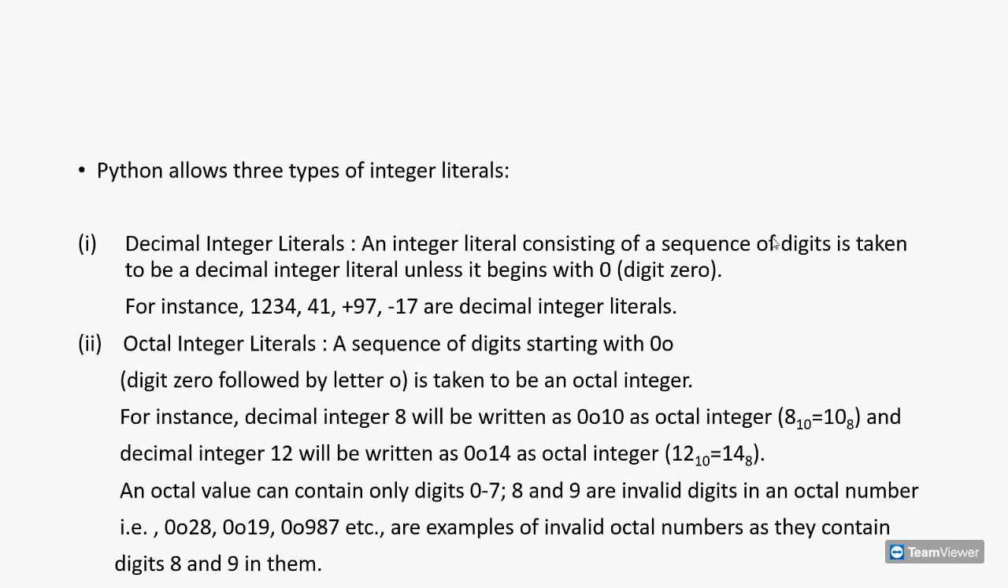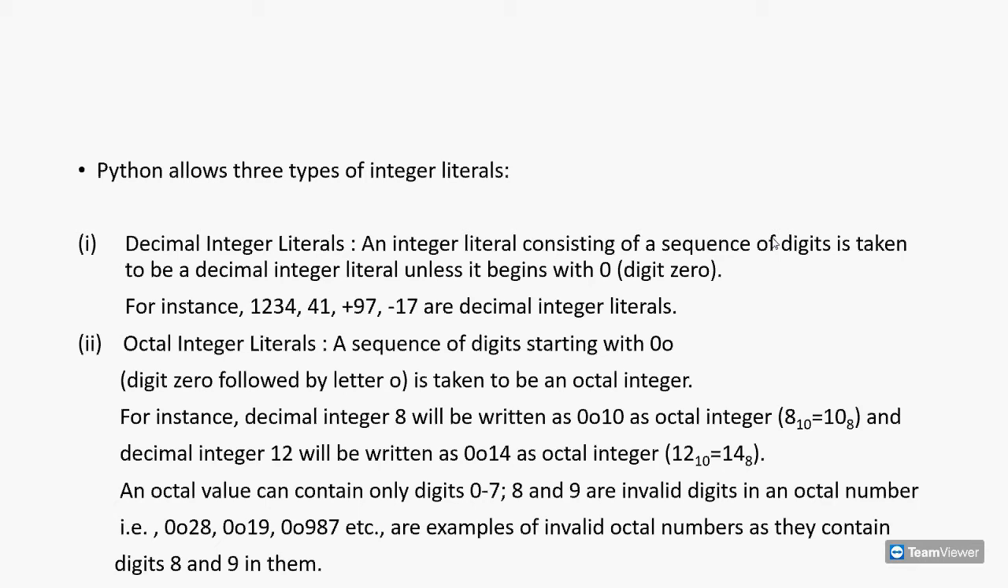Now the second one is the octal integer literals. A sequence of digits which start with 0o, that is the digit 0 followed by the letter o, is taken to be an octal integer. For instance, the decimal integer 8 will be written as 0o10 as an octal integer. This is because the decimal number 8 is represented as 10 in the octal system, and the decimal integer 12 will be written as 0o14 in octal, as 12 in decimal is written as 14 in the octal system.